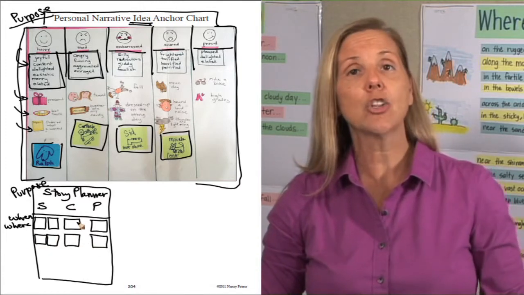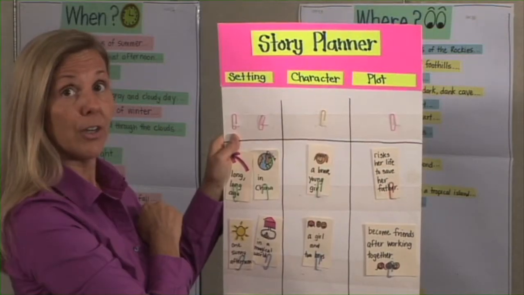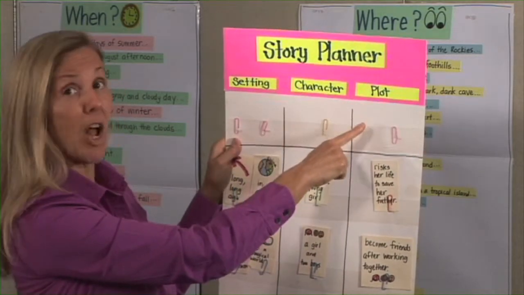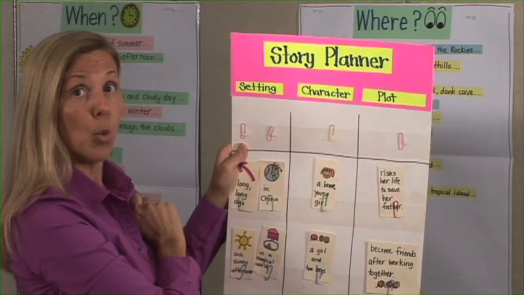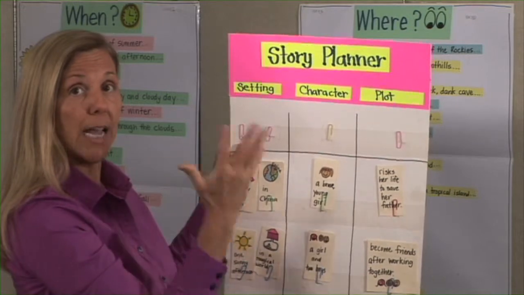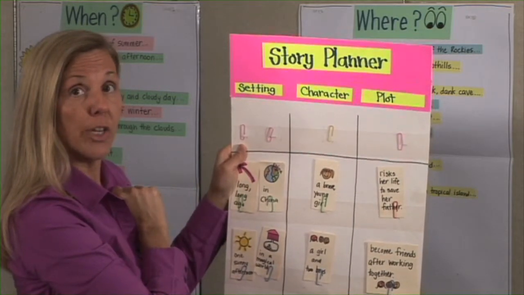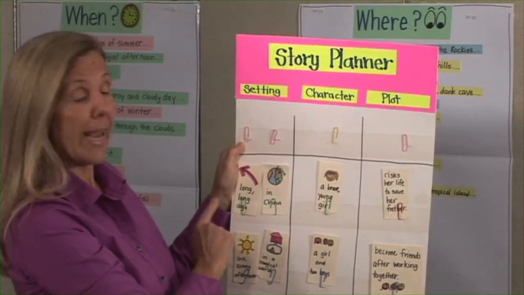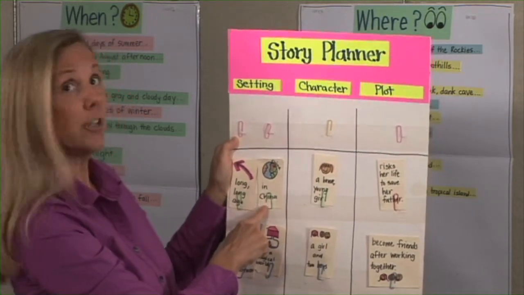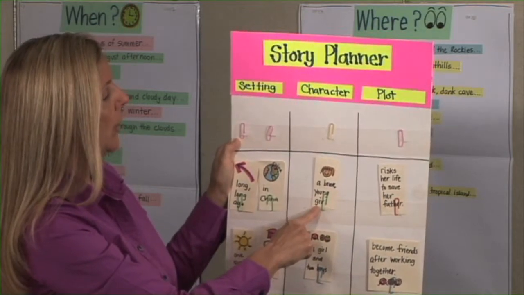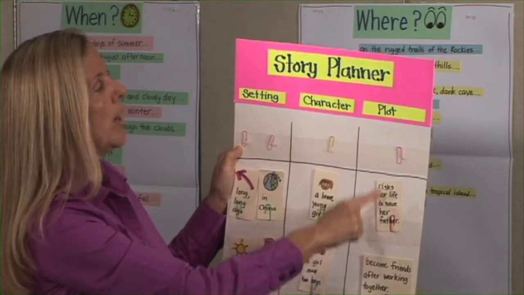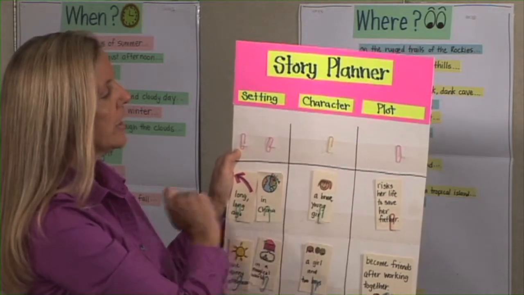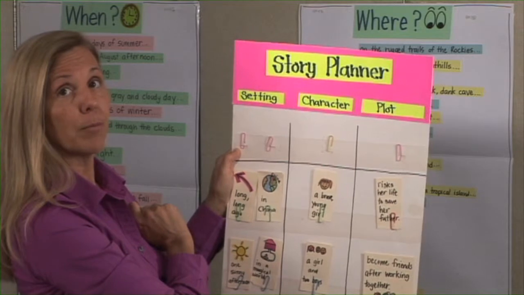Let me show you what that looks like. Here's the story planner anchor chart. What I've done is I've written setting, character, plot, and the children have learned what those terms mean. So every time we finish a story, we're always going to quickly say, what was the setting? Our setting was when? Long ago. Where? In China. Who was it mostly about? A brave young girl. What was the plot? What was the problem or the main event? She risks her life to save her father.